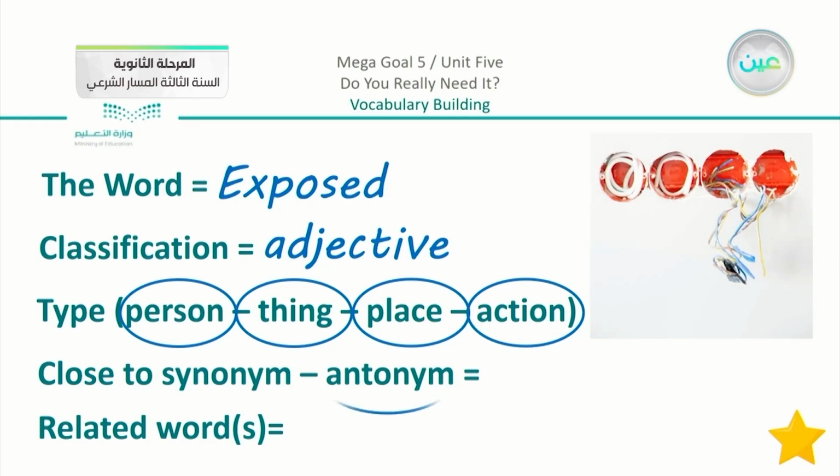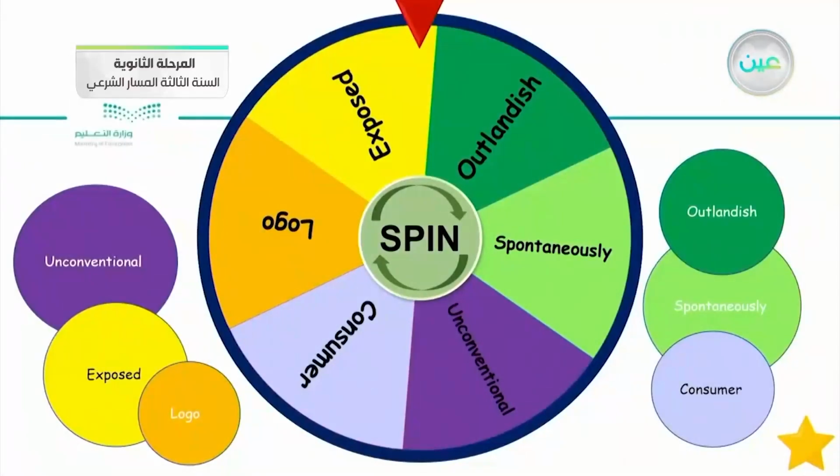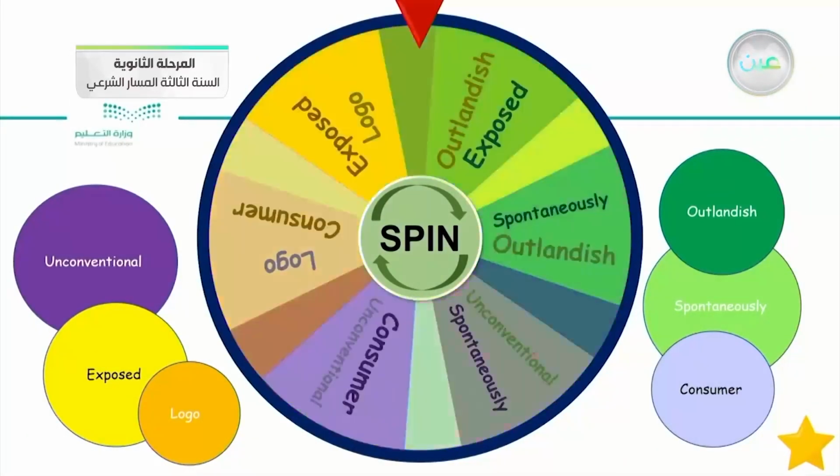Now also we have something that is the opposite of exposed here. We can say that covered is the opposite of exposed. So something that is exposed is something that is uncovered. And we have something also related, which means dangerous. Just put in mind that there are a lot of things that might be exposed and might be dangerous at the same time. Now moving back, we have finished 4 words. Now moving on to see what we have left.